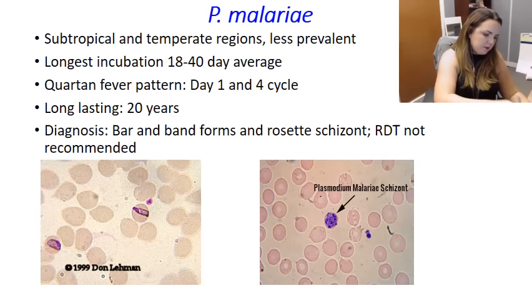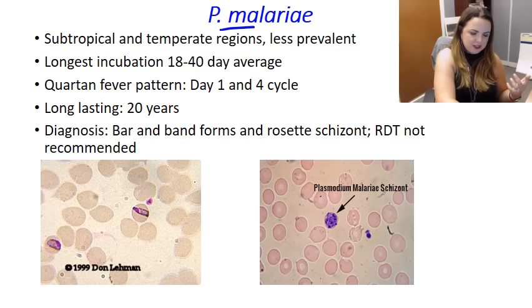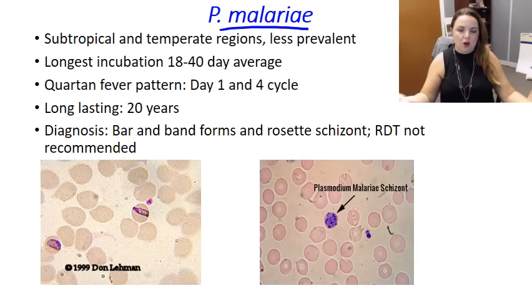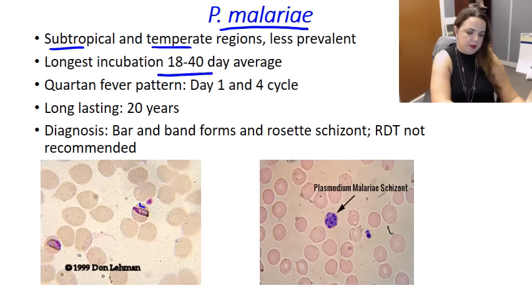All right, last but not least, we're going to talk about P. malariae. Interesting because this is the only one that actually says malaria in its name, but it's actually the least prevalent of the Plasmodia species that cause malaria. You find it pretty much in the same subtropical and temperate regions as all of the other malarial pathogens, just at a slightly lower frequency. This one actually has the longest incubation period. 18 to 40 days is the average, but for some people it could be months, I've even heard years. So 18 to 40 is your average, but that doesn't mean you're out of the woods.